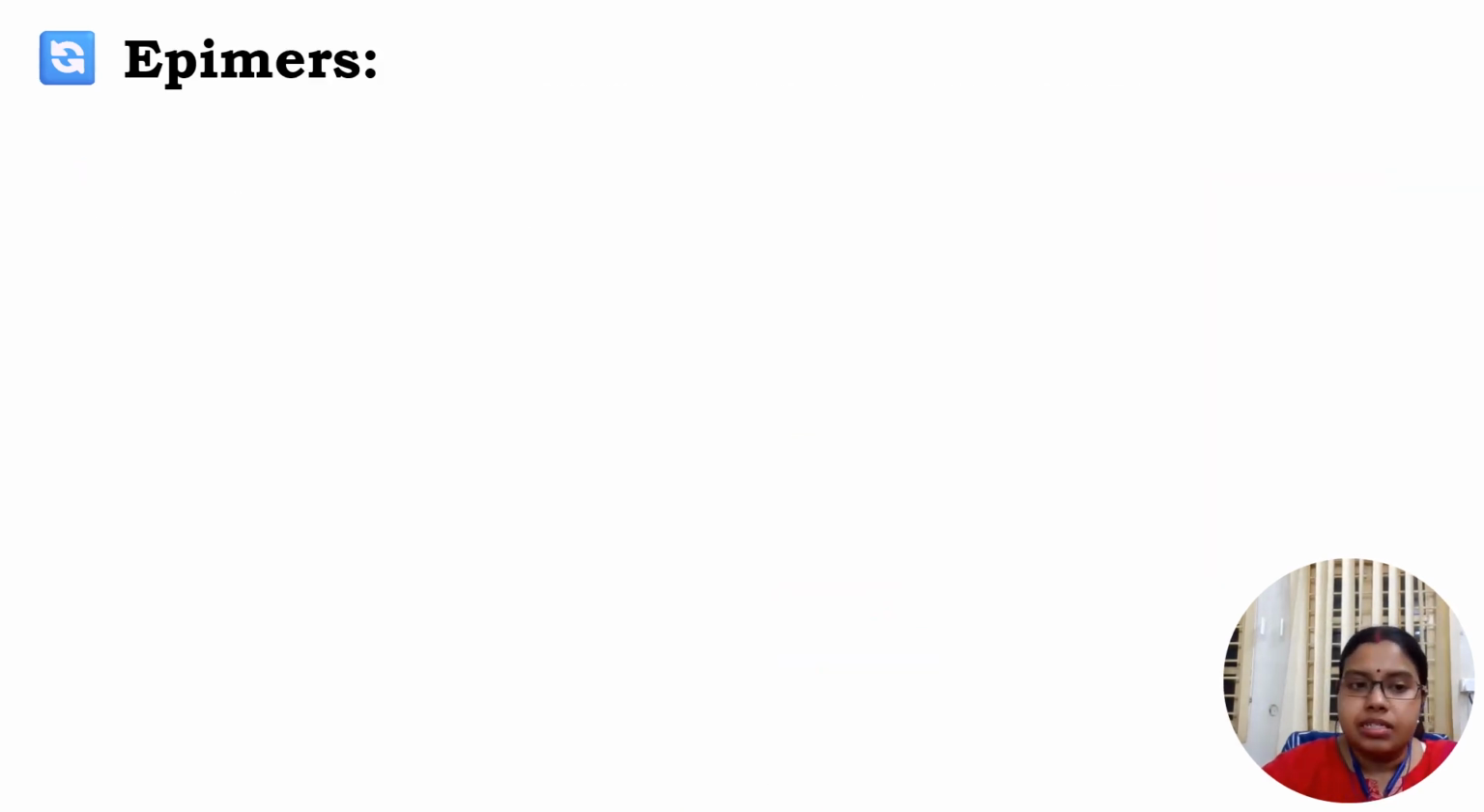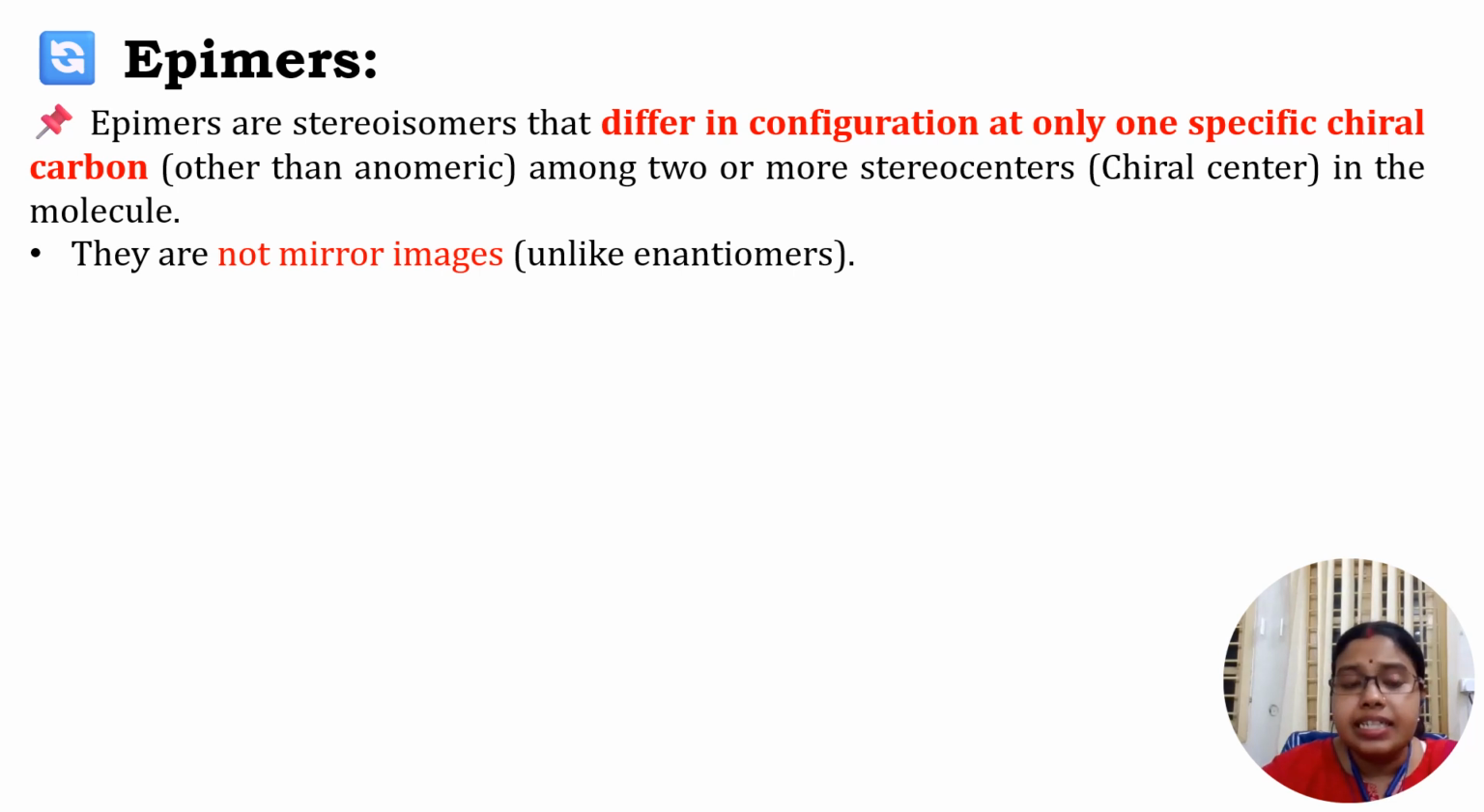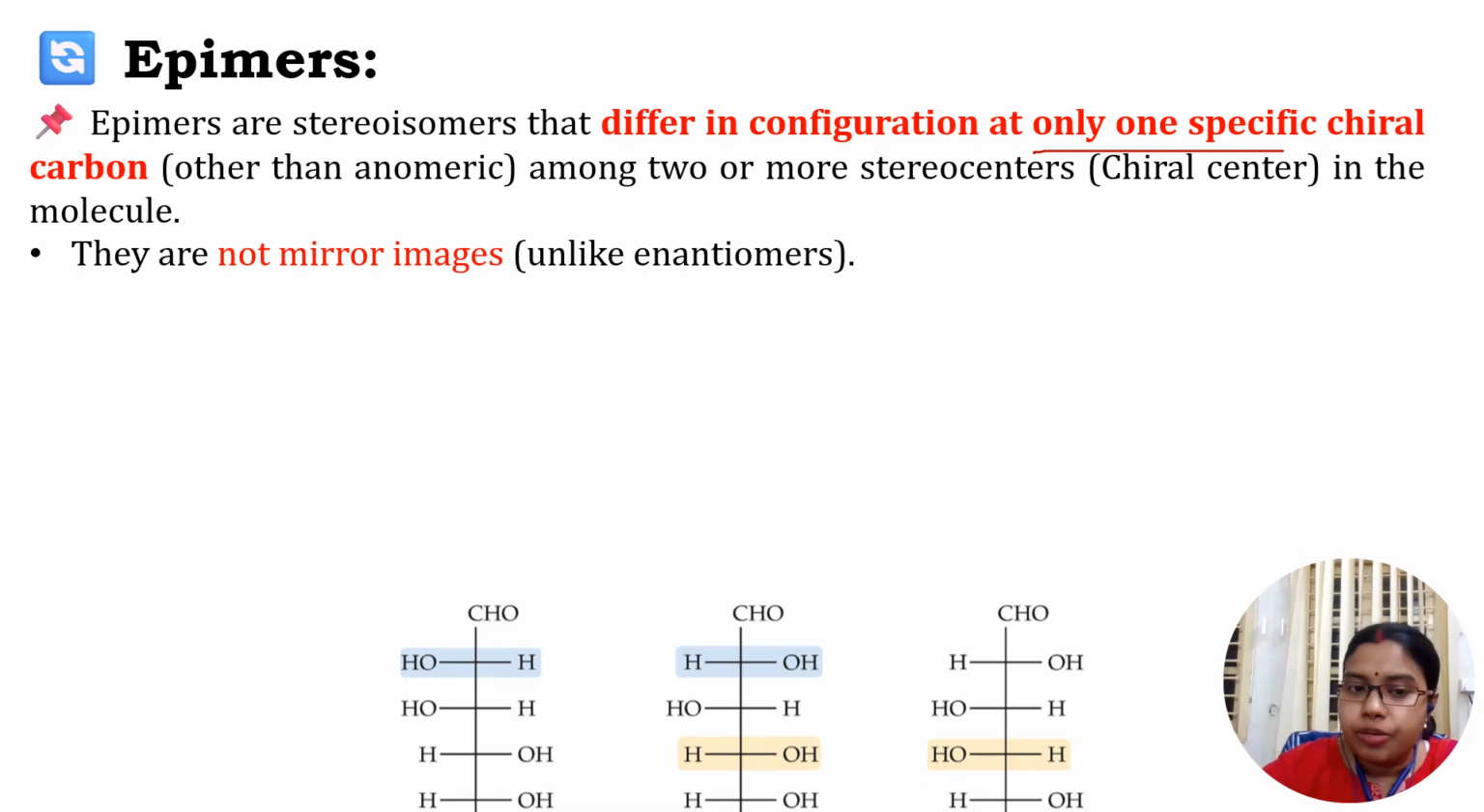Next, the epimers. Epimers are stereoisomers that differ in configuration at only one specific chiral carbon, other than the anomeric carbon, among two or more stereocenters. We already described that a stereocenter means a chiral center. Each chiral center is a stereocenter. They are not mirror images like the enantiomers.